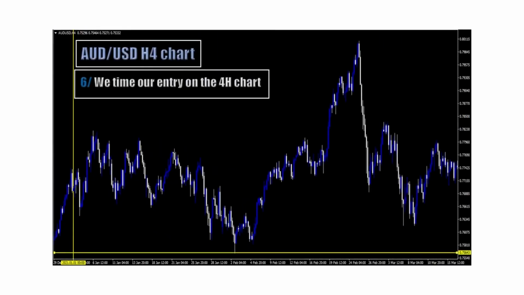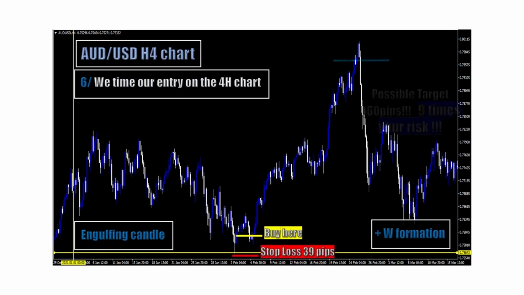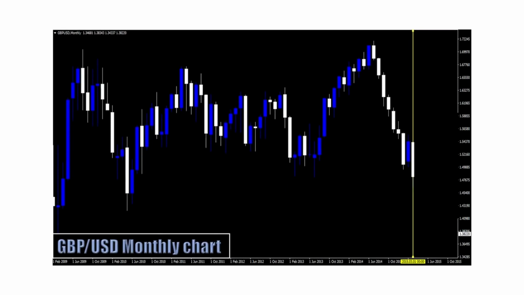So here is the 4-hour chart. We see that when price touched the level, it made an engulfing candle, and then there is eventually also a W formation. We can enter at the engulfing level or at a retracement in it. Then we have our stop loss of 39 pips. And then price went all the way up to 360 pips, which means 9 times our risk. It could have been an 18% profit if you place 2% per trade here.